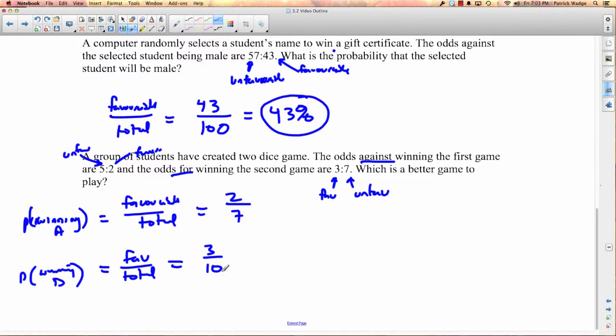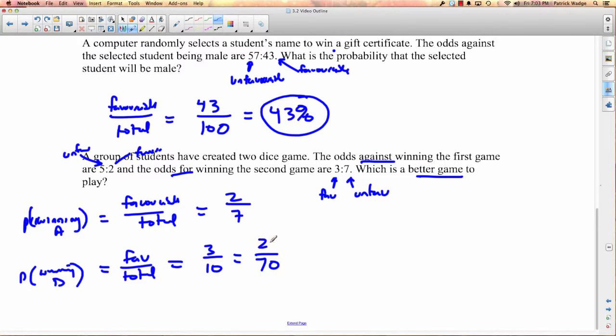We want to know which one's the better probability, because that would, I would suggest, make it a better game to play. So which one's better? Well, there's different ways you could do that. You could turn these both into decimals, divide 2 by 7, divide 3 by 10, and compare that way. Or you could get common denominators. Let's do that. Let's get the same denominator in both. So the lowest common denominator of 10 and 7 is 70. What do you multiply 10 by to get 70? By 7. So do the same to the top.